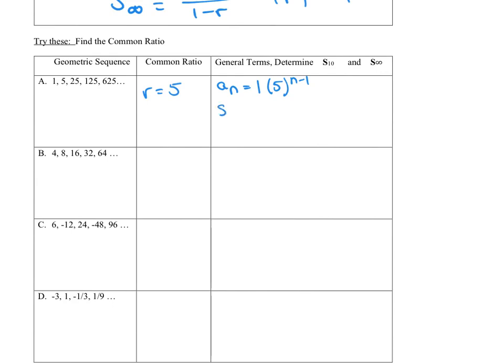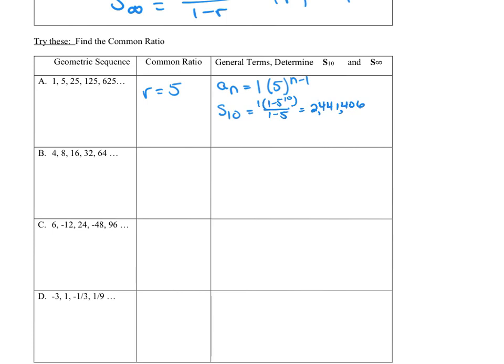Then we need to find S10. So that's 1 times 1 minus 5 to the 10th over 1 minus 5. And we will type that into a calculator to get this number. So 2,441,406.